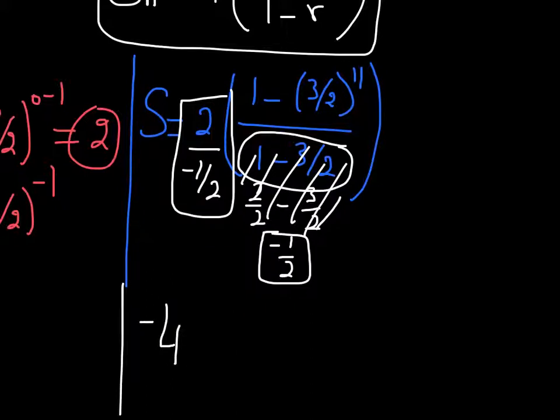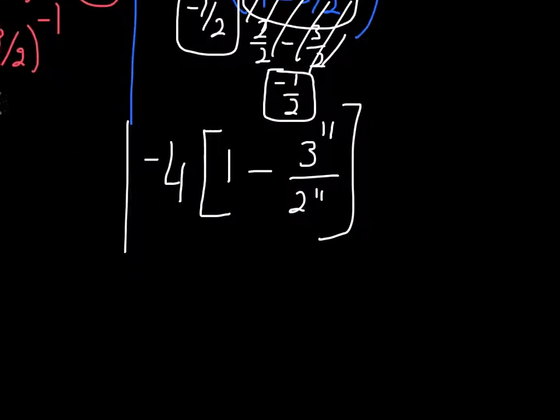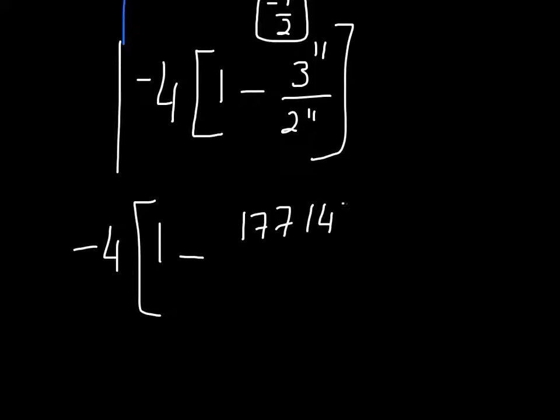In the parentheses in the numerator, it's still given to you as 1 minus 3 to the 11th over 2 to the 11th. So now we're going to pull out our calculator and calculate this. This is going to give us negative 4. 3 to the 11th is 177,147. 2 to the 11th is 2048.